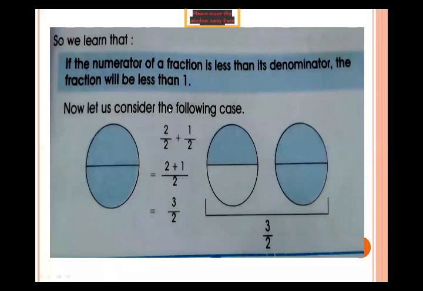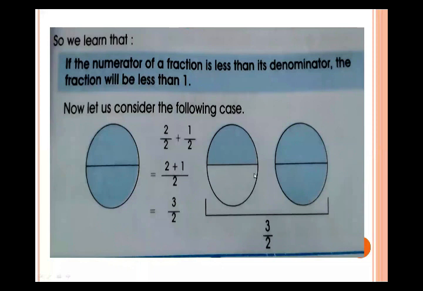Now let's consider the following case. Look here again. Here the whole circle is shaded. Our total parts are 2. It means the fraction becomes 2 upon 2. Now look here. Here only one part is shaded. The fraction becomes 1 upon 2.